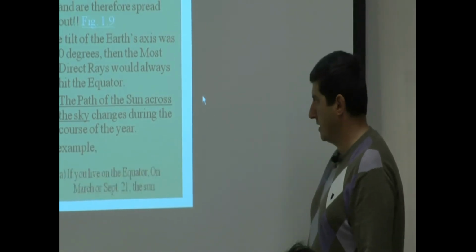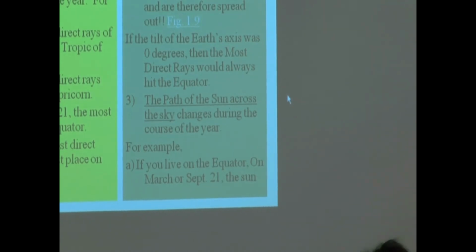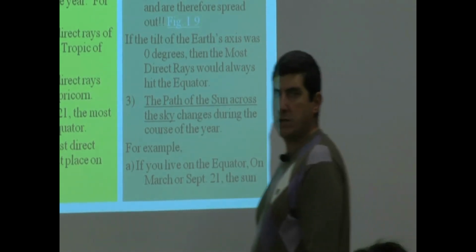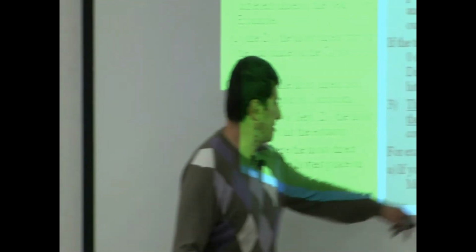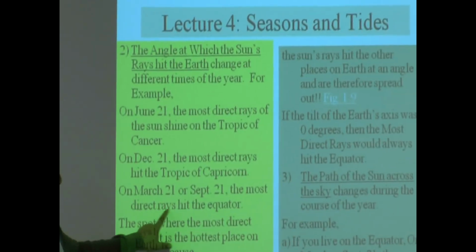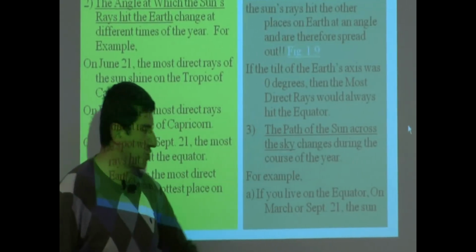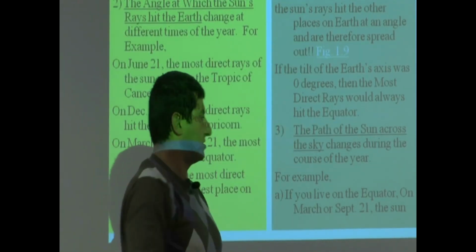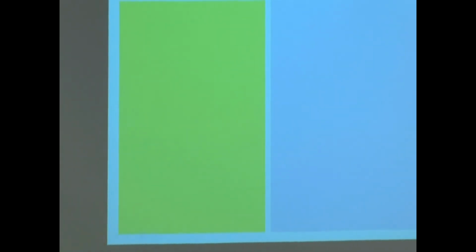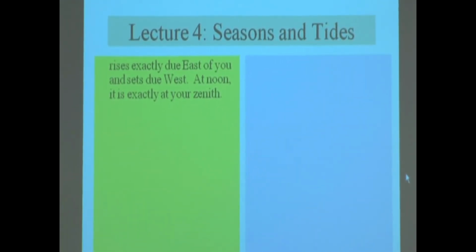For example, if you live on the equator, on March or September 21, how is the sun going to rise and set? Well, on March or September 21, the most direct rays hit the equator, right? So if the most direct rays hit the equator, the sun rises directly east of you and sets directly west. It rises exactly due east of you and sets due west. At noon, it's exactly at your zenith.